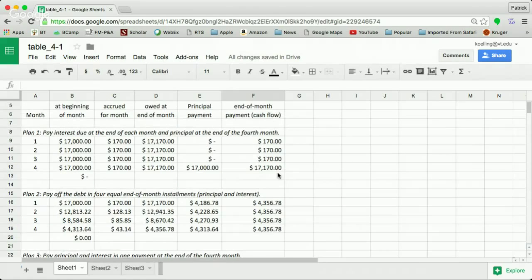Plan 1, at the end of each month, we pay $170, which is the interest only on the loan. And at the end of the 4th month, we pay the interest of $170, plus we pay off the loan, the originally borrowed amount of $17,000. So we owe $17,170. Okay, you might want to keep that in front of you as I talk.